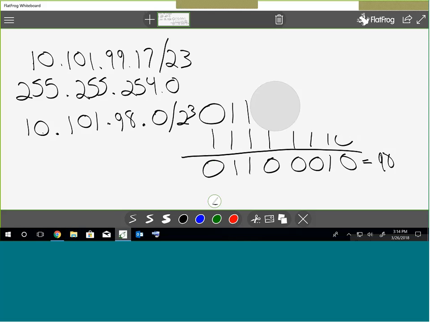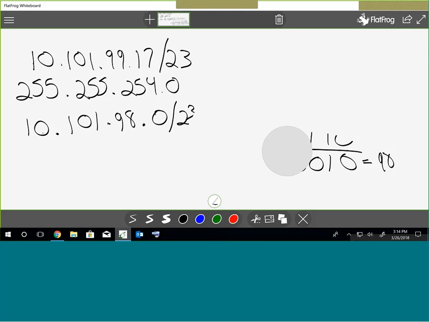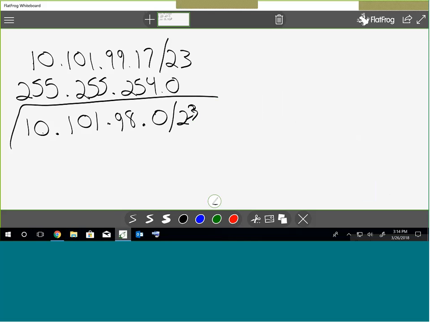So this host with the IP address of 10.101.99.97 is on the subnet 10.101.98.0/23. All right? So what's the first usable IP address? 98.1. What's the last usable IP address? 99.254. Correct. How did you get that?